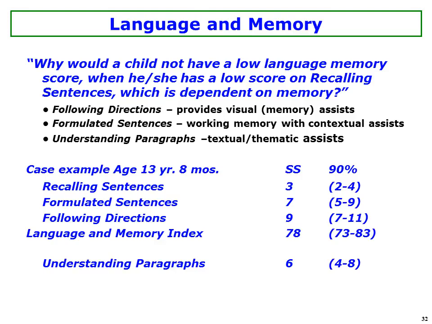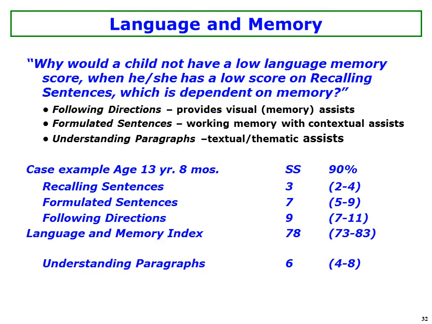Let's take a case example that was presented with that question. A 13-year-old, 8-month-old, and the recalling sentences standard score is 3, and the 90% confidence interval 2 to 4. Formulated sentences 7. Now this is a kid that really used textual thematic assists, or textual contextual assists, and that would be 5 to 9. Following directions 9. Why 9? Because at 13 years, 8 months, you should have learned how to use those visual assists to compensate for your auditory memory problems. So the language and memory index is 78. And in this case, that's 73 to 83.